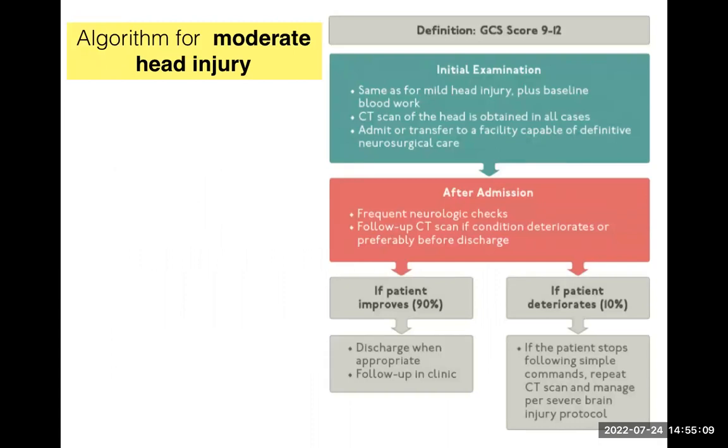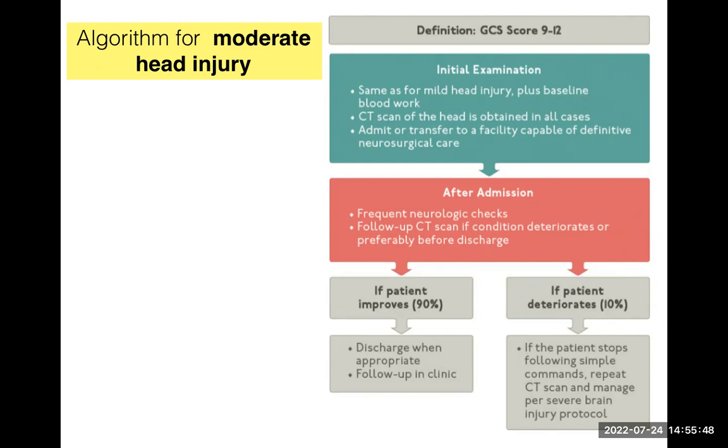Okay, this is the algorithm for moderate head injury. Definition of moderate injury is a GCS of 9 to 12. Initial examination is the same as what you must obtain in all cases, and admit or transfer to a facility capable of definitive neurosurgical care. After admission, we must frequently check the neurological function. Most of the time we will require follow-up CTs if the condition deteriorates, or preferably before discharge. And if the patient improves, which occurs 90% of the time, we can discharge with appropriate follow-up.